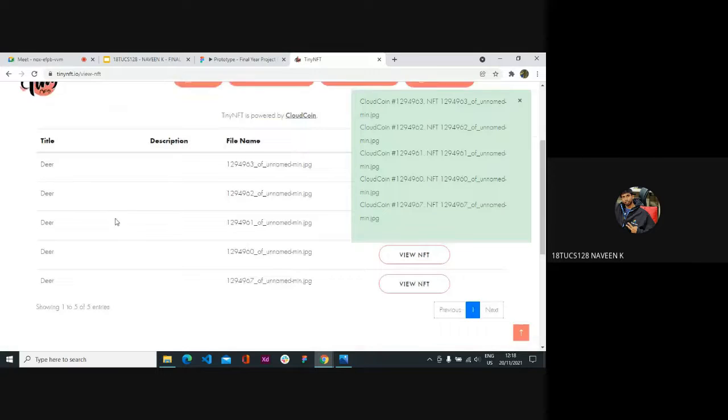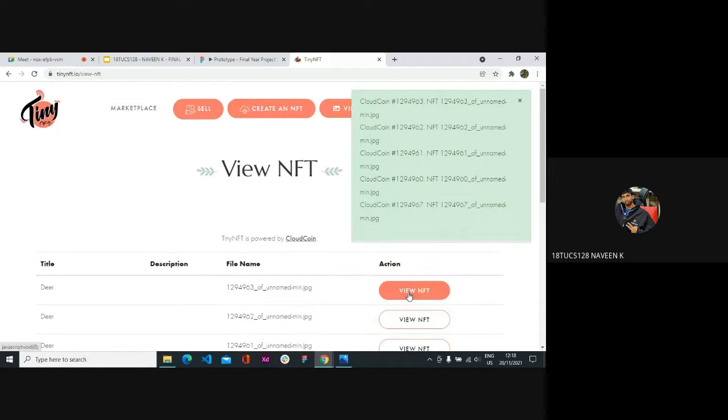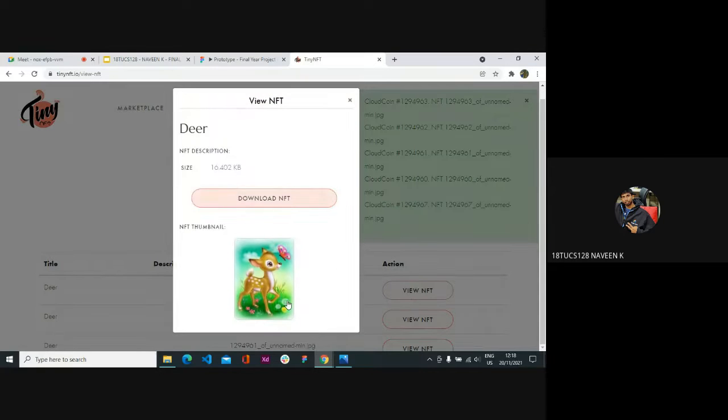So after minting it, you can see I have uploaded the deer file, the file name, and so this is the NFT. So no one can duplicate the originality of the file.